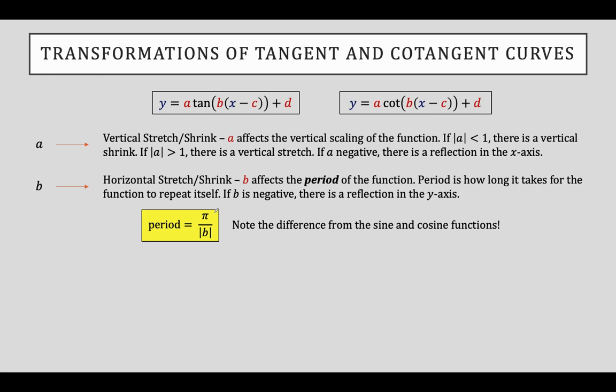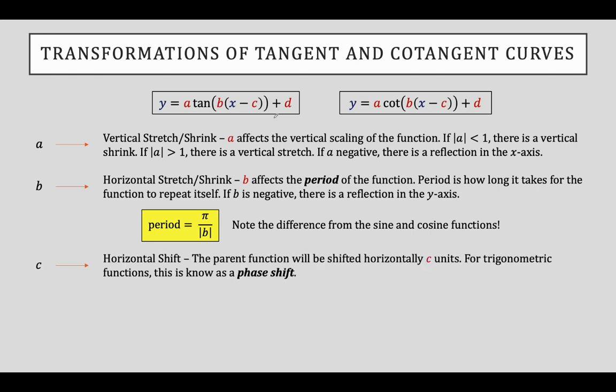Now notice, this is different from our sine and cosine functions. For sine and cosine, the period was 2 pi divided by b. For tangent and cotangent functions, we take pi and divide by b. The reason being, pi is the period of our parent functions, tangent and cotangent.